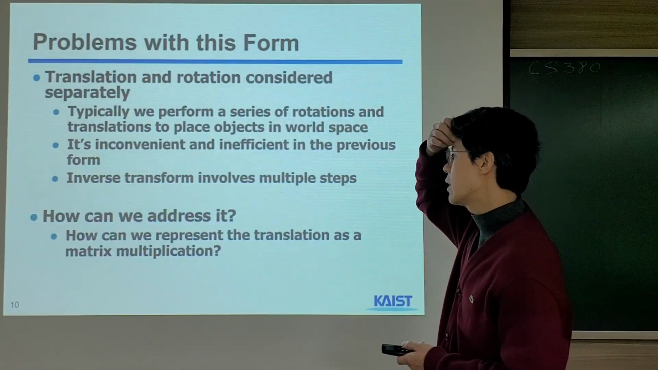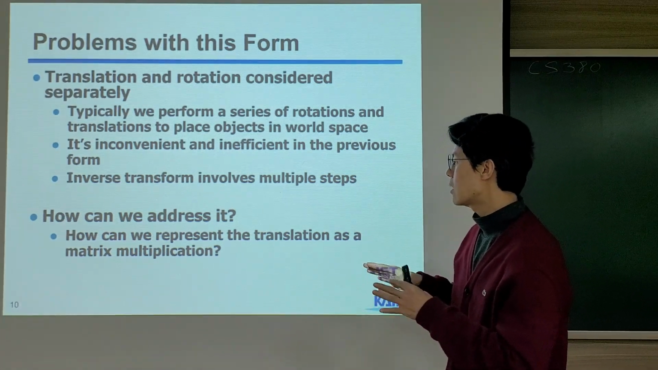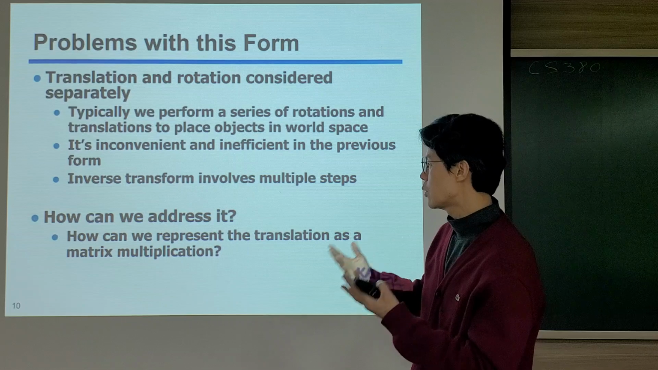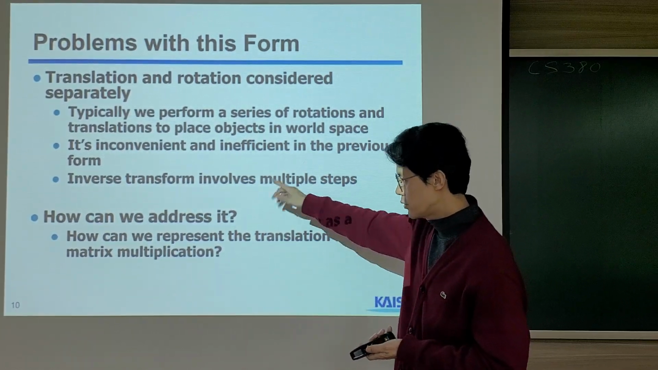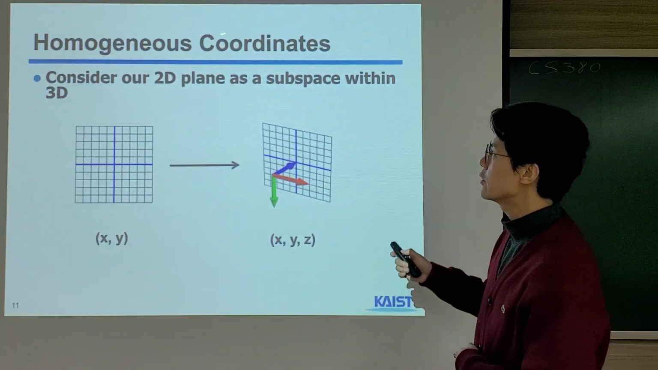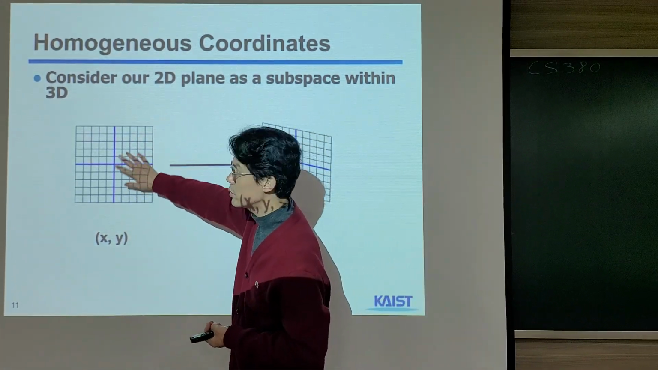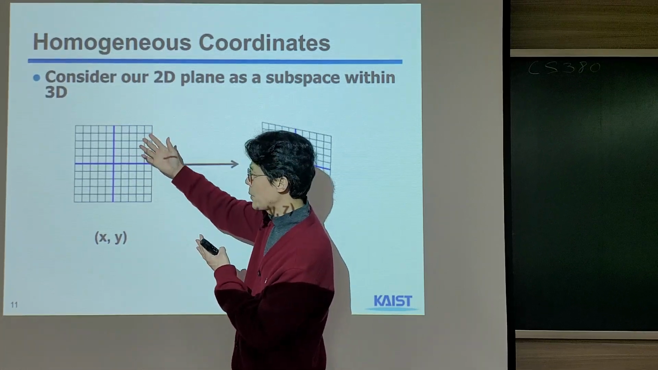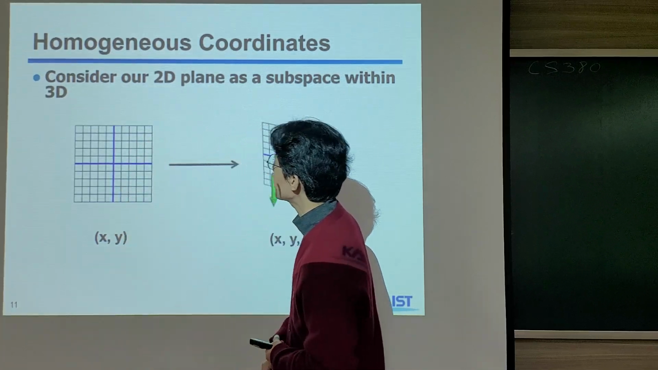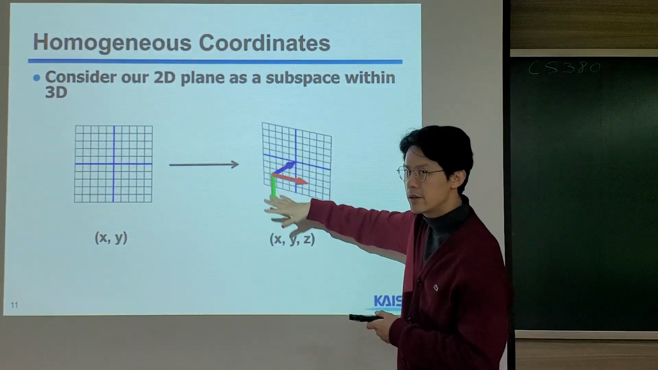So that's why we want a new representation that represents the translation and the rotation together. In other words, how can we represent this translation as a matrix multiplication? To do that, we typically introduce the homogeneous coordinate. Even though we think about a 2D plane, we represent the triangle vertices in this 2D space with x and y coordinates, but we can treat it as another 2D plane as a subspace within this 3D space.